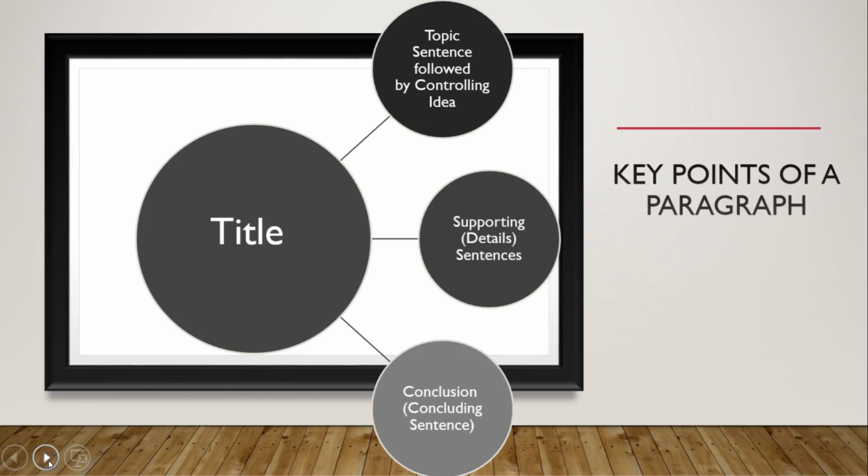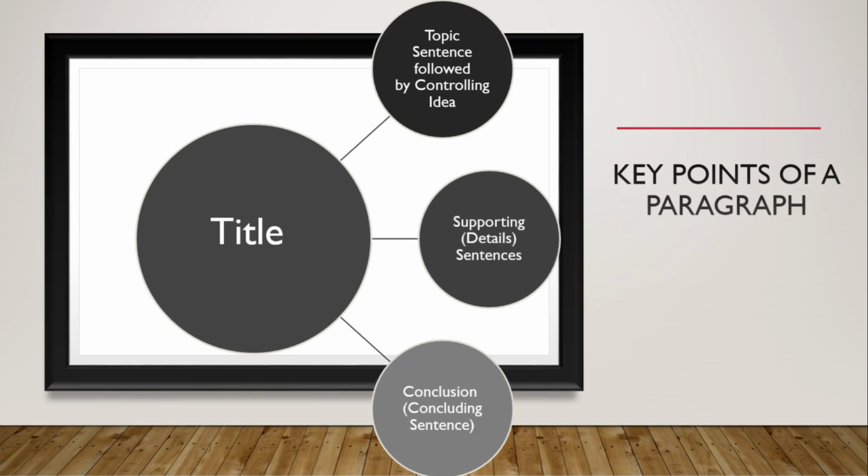Let's name the key points of a paragraph. Each paragraph needs to have a topic sentence followed by a controlling idea. This is your main idea. This shows your reader what you're going to talk about. Then you have your supporting sentences, supporting details that will describe your main idea, and at the end you give a conclusion. These are the key points that each paragraph should have.